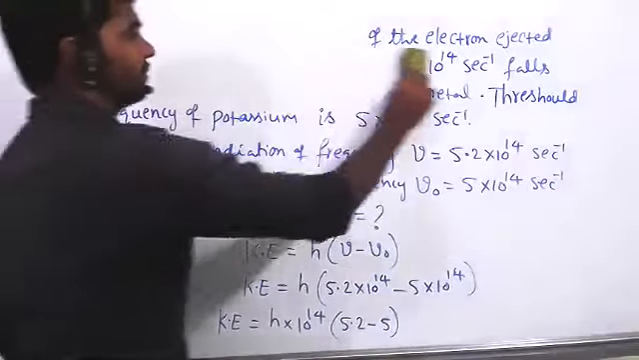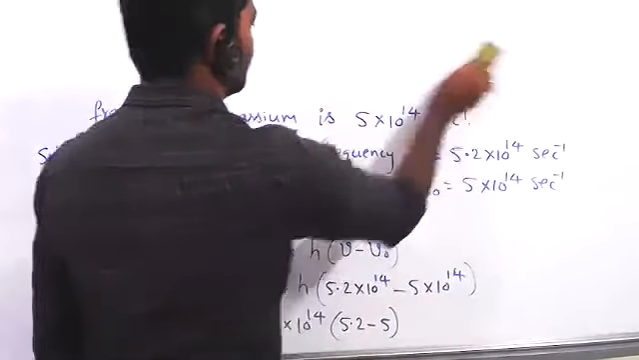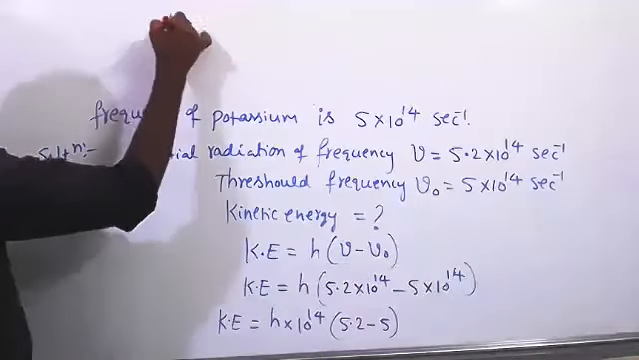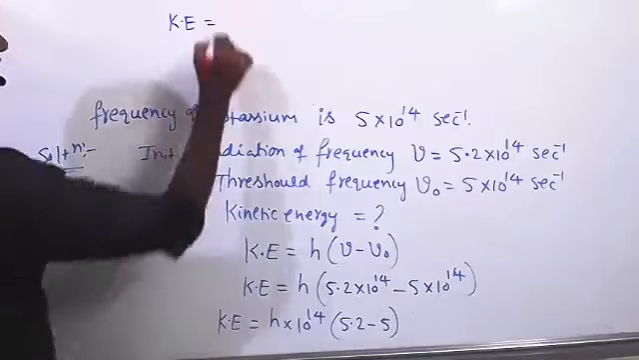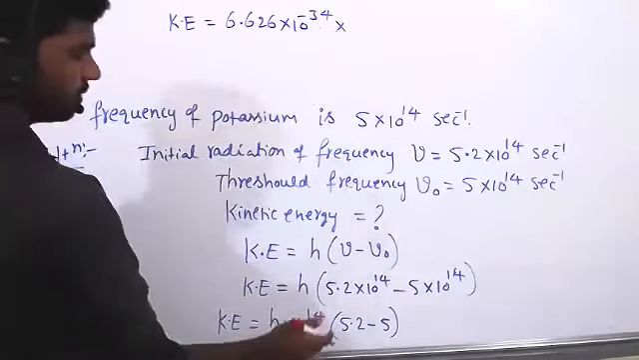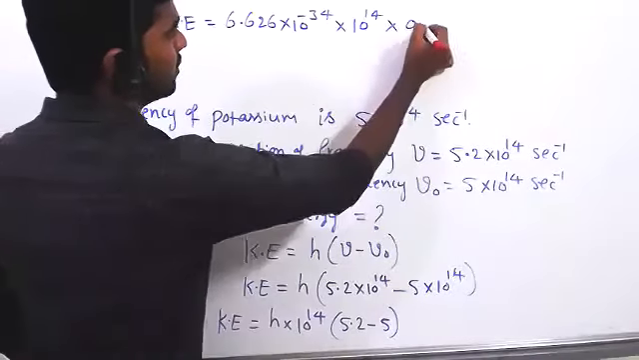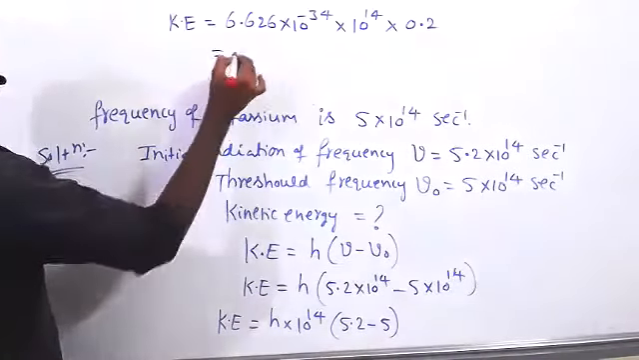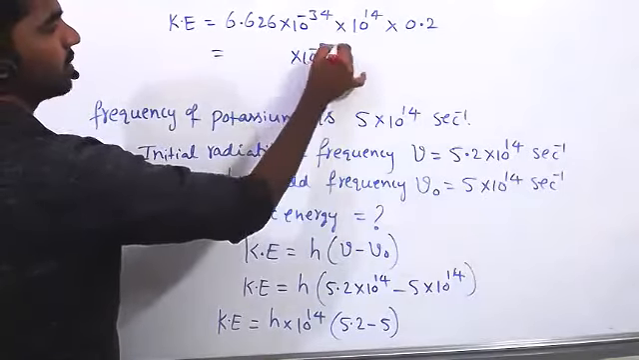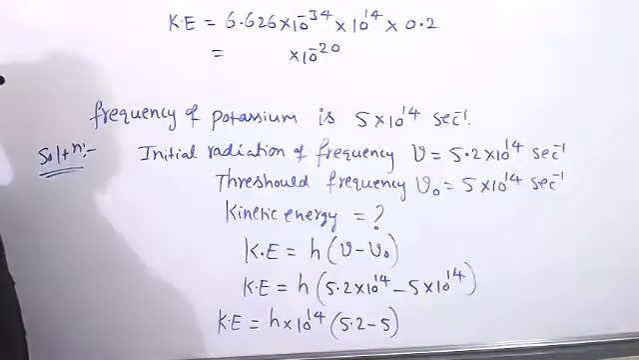So then we can write 5 to the power 13 into 2. Multiply the h value also, for kinetic energy. h value is 6.626 into 10 to the power minus 34, into 10 power 14, into this is 0.2. Now multiply: 10 power minus 34 and 10 power 14 gives 10 power minus 20. On multiplication, 0.2 into 6.626.